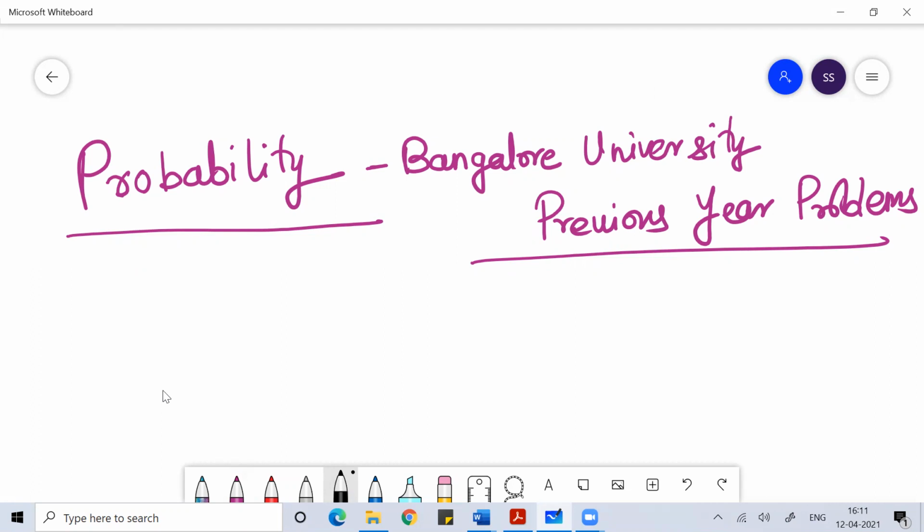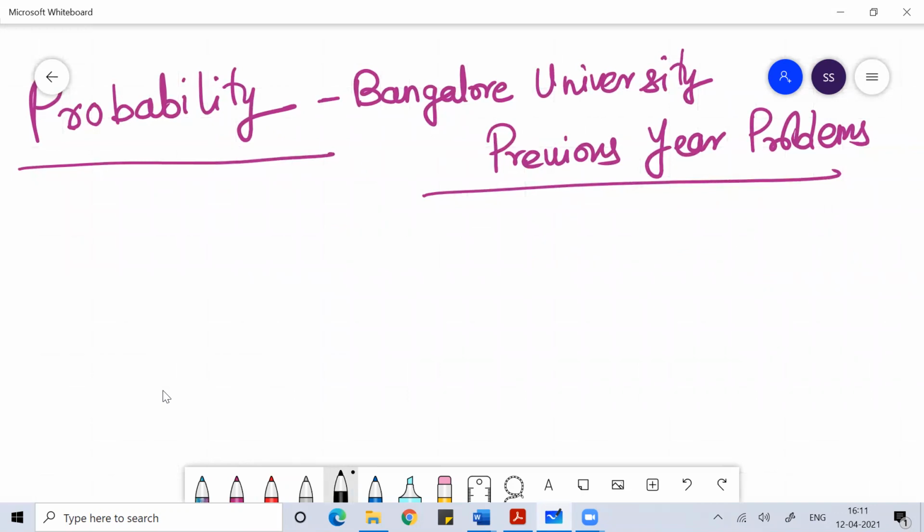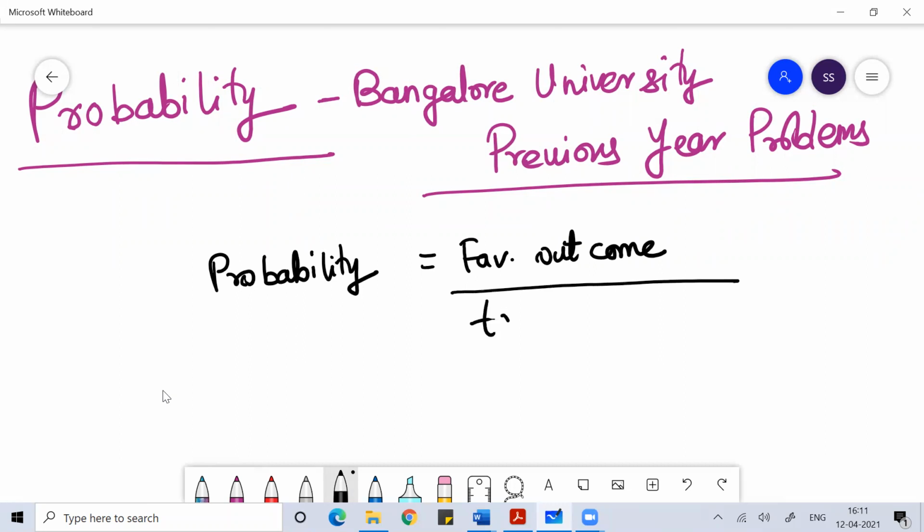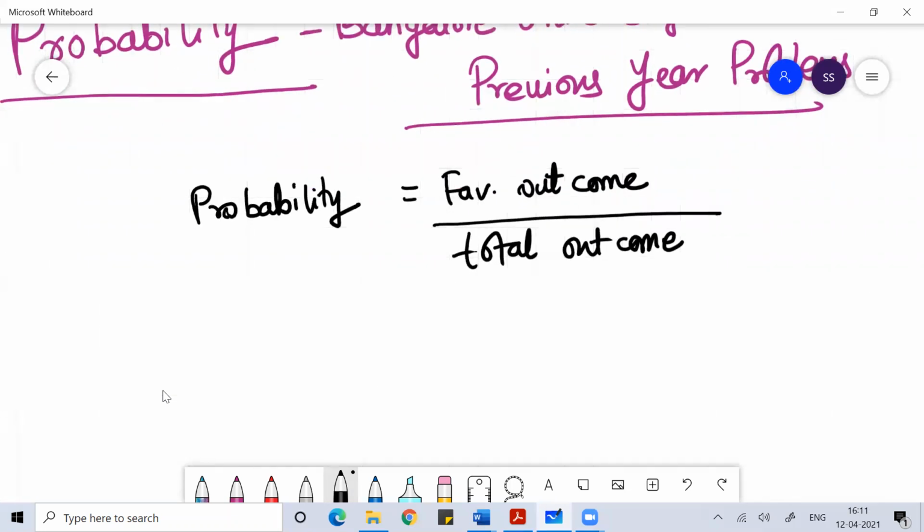Before I start talking about the problems, let's try to understand what probability is. Probability gives us a value between 0 and 1. 0 means an impossible event, 1 means a certain event. Mathematically, I can define probability as favorable outcome divided by total outcome.